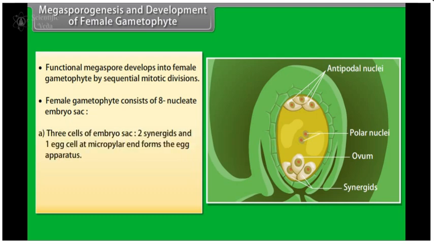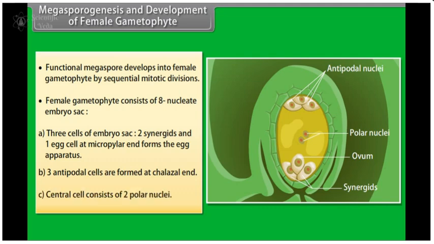A. 3 cells of the embryo sac, 2 synergids and 1 egg cell at the micropylar end, form the egg apparatus. B. 3 antipodal cells are formed at the chalazal end. C. Central cell consists of 2 polar nuclei.